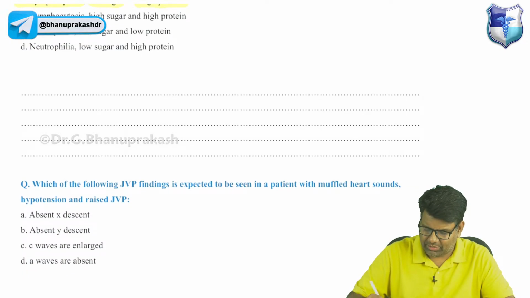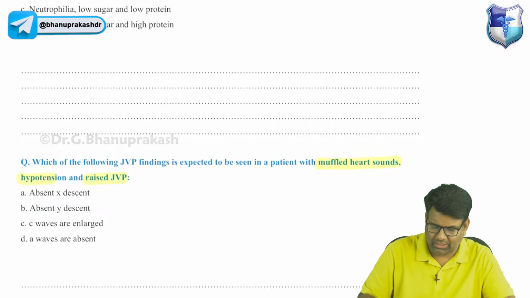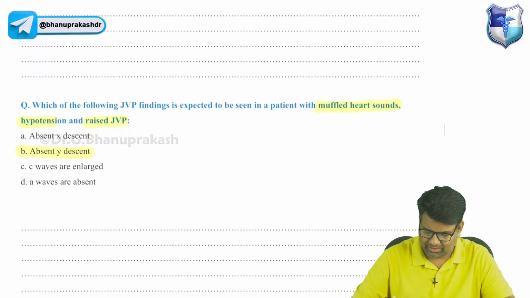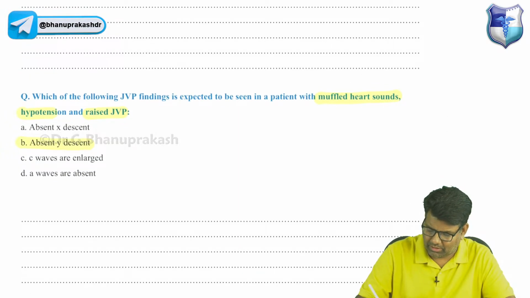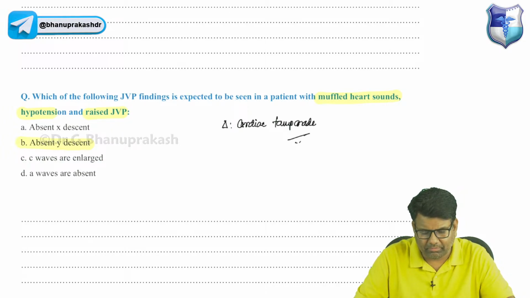We have already discussed it many times. Muffled heart sounds, hypotension, raised JVP. What you will see in JVP will be absent Y descent and a prominent X descent. Everyone will agree this is a case of cardiac tamponade.